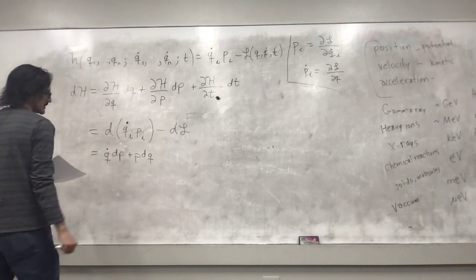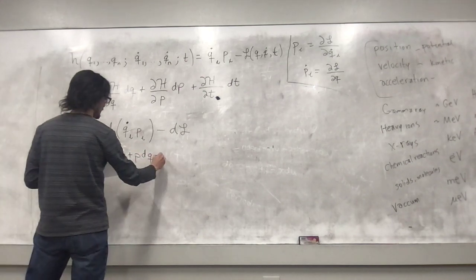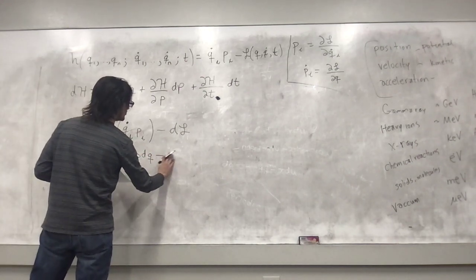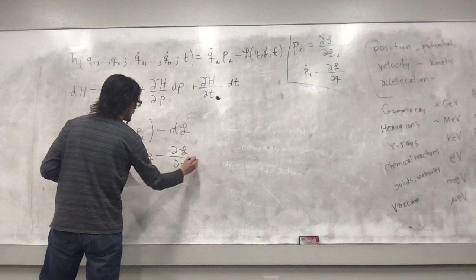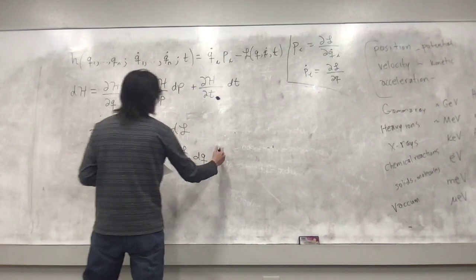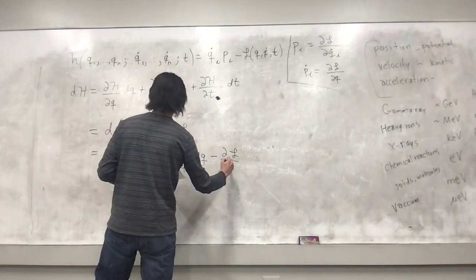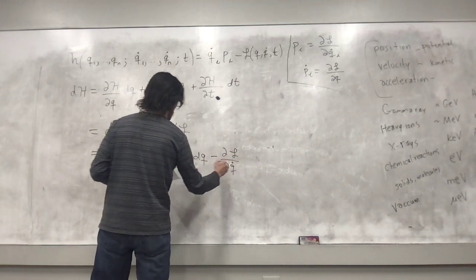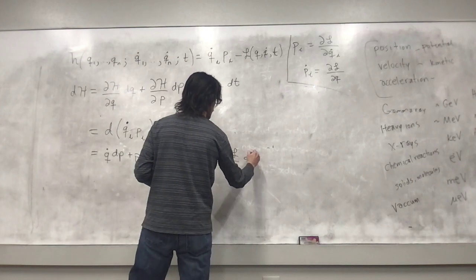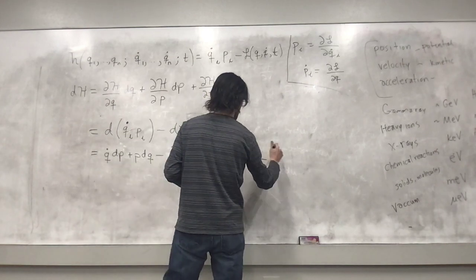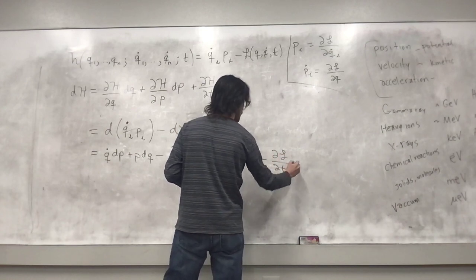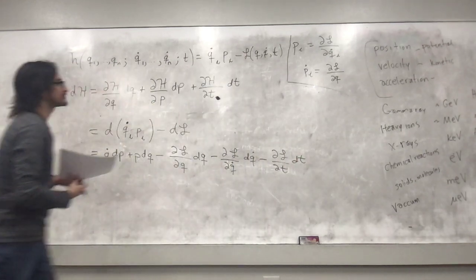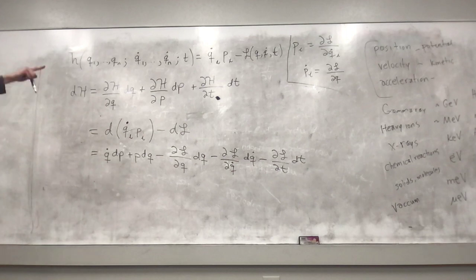And this is the total derivative of the Lagrangian. It's going to be minus partial derivative of the Lagrangian with respect to q, dq, partial derivative of the Lagrangian with respect to q dot, dq dot, and partial derivative of the Lagrangian with respect to time. So we have that useful relationship again.